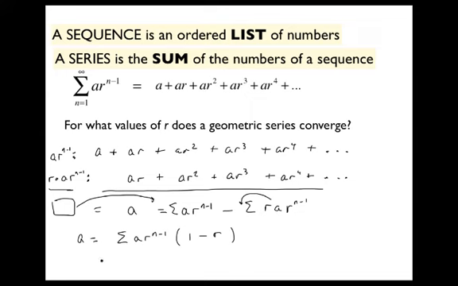So this tells us what that sum is. What is it equal to? That's our original sum that we were talking about, right? The sum of a r to the n minus 1. What is it equal to? Just think of that as a number and solve for it. A over 1 minus r.